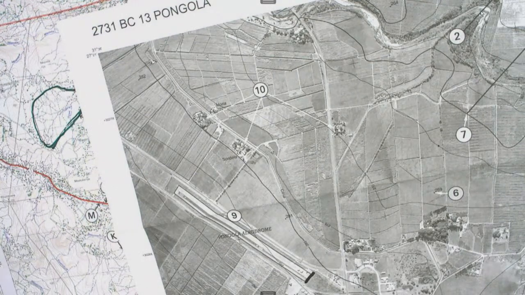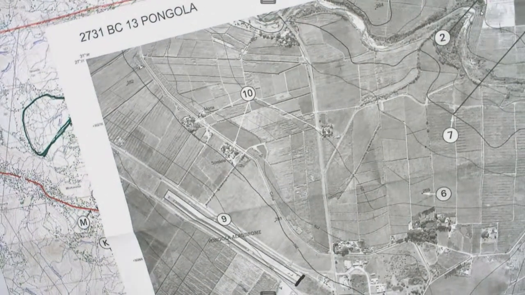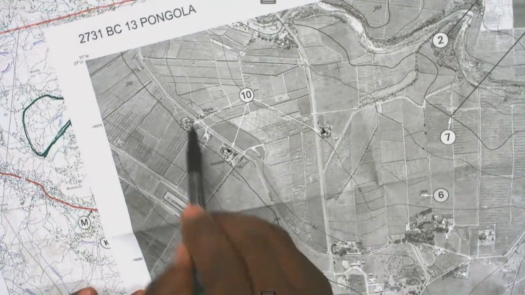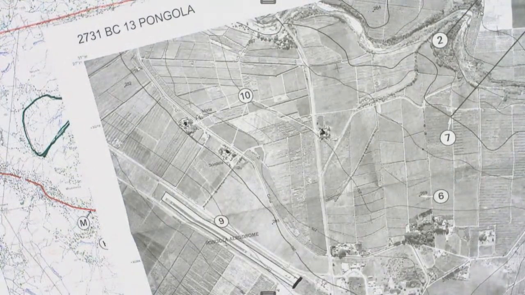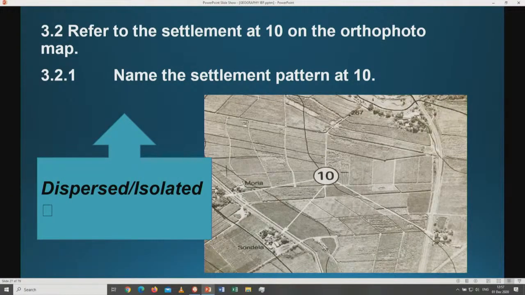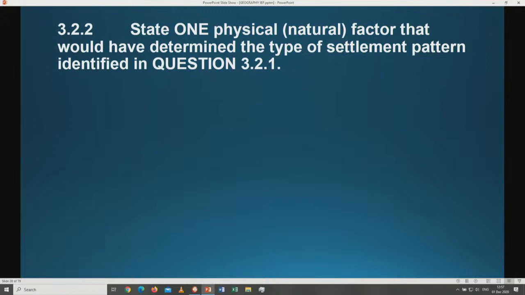There you have it. The farmsteads here are far away from each other. Which means that this is what? This is our dispersed settlement pattern, because the buildings are far away from each other. The settlements are located far away from each other. All right. Let's move forward, grade 12.